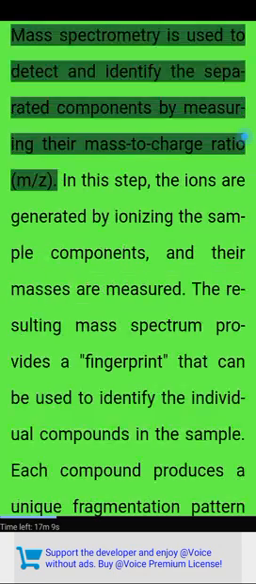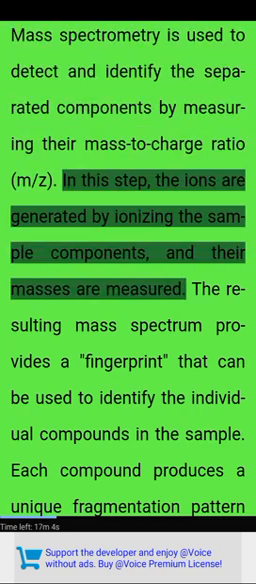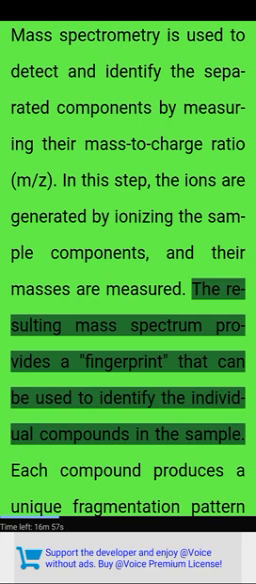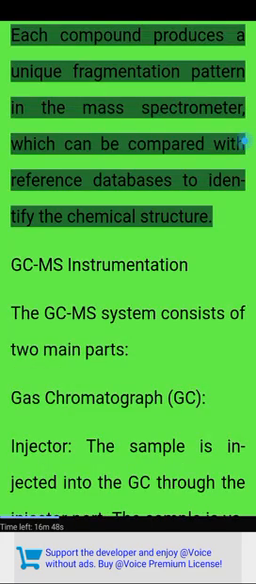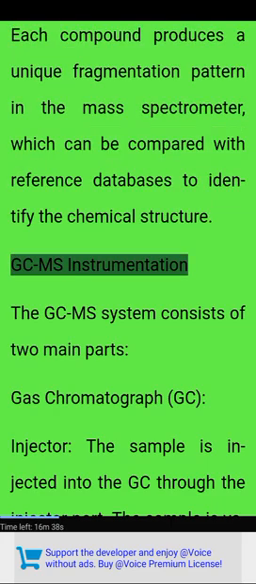Mass spectrometry, MS. Mass spectrometry is used to detect and identify the separated components by measuring their mass to charge ratio, m/z. In this step, the ions are generated by ionizing the sample components, and their masses are measured. The resulting mass spectrum provides a fingerprint that can be used to identify the individual compounds in the sample. Each compound produces a unique fragmentation pattern in the mass spectrometer, which can be compared with reference databases to identify the chemical structure.